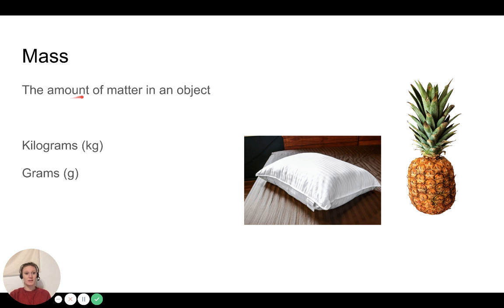Mass is the amount of matter in an object. We measure mass in kilograms or grams. For example, a pillow can be larger but have less mass than a pineapple, which is smaller.